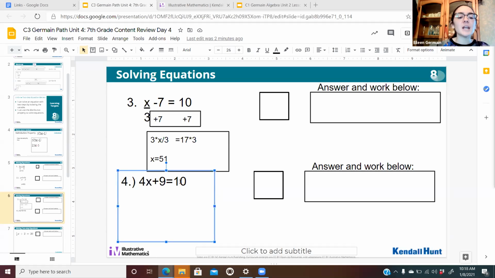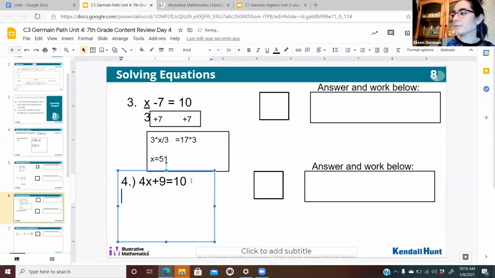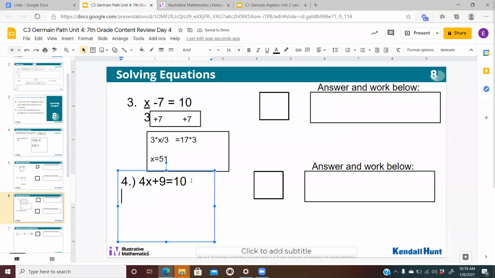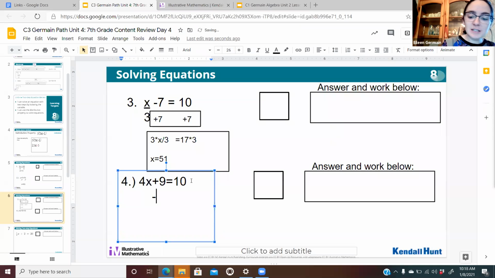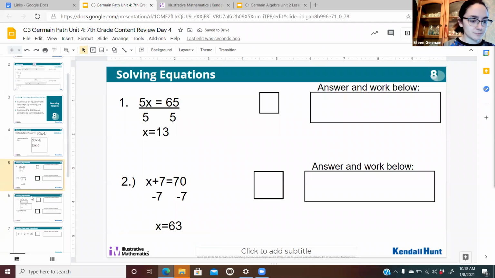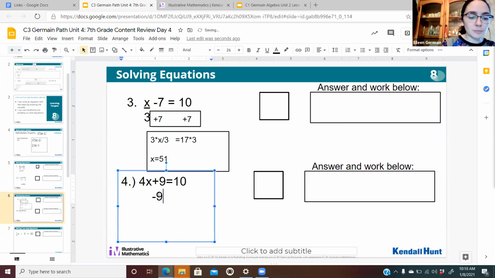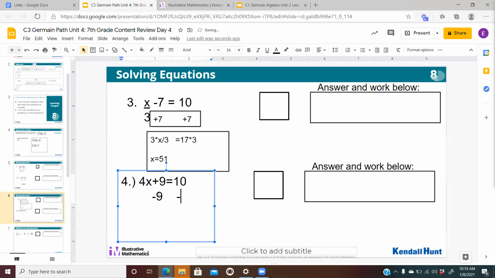So when we're looking at number 4 here, what's the first step we're going to do here? Bridget, can you help me out? Can you unmute and tell me what is the first thing you did here? I subtracted 9 from each side. Okay, wonderful. And so you subtracted 9 from each side. And then what did you do? It was 4x equals 1. And then I divided 4 from each side.